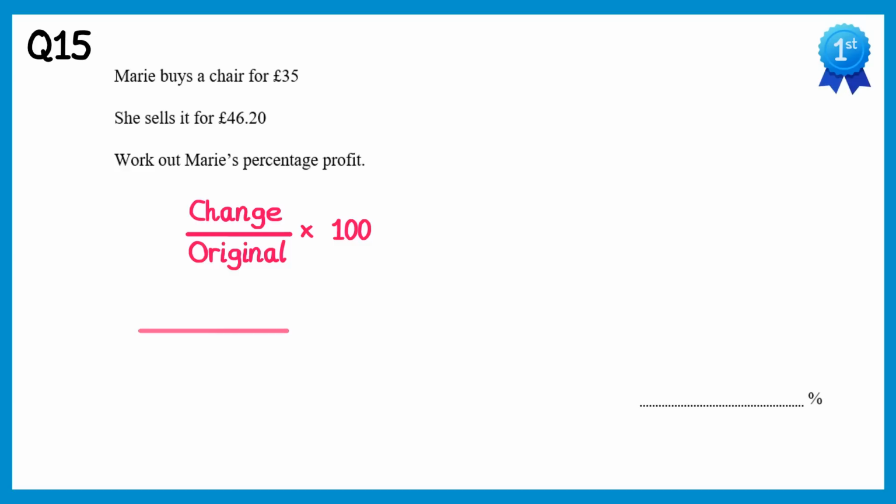So we do £46.20, take away 35. Divide by the original, which is the amount it originally cost, £35. And then you just times this by 100. If you type all of this into your calculator, you'll get 32%.